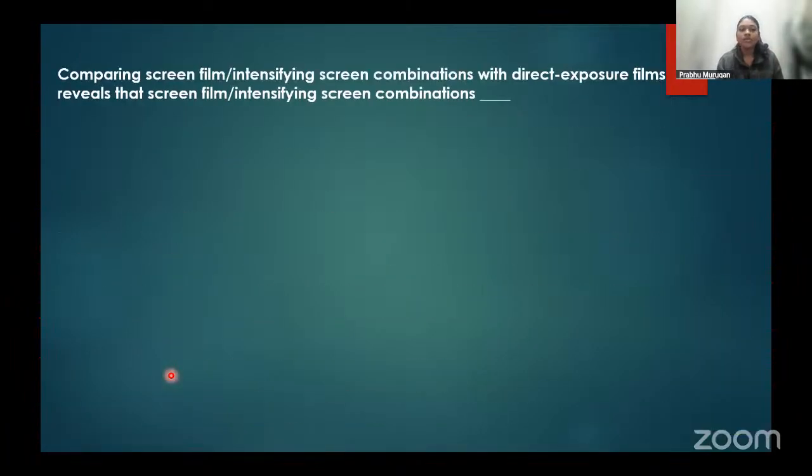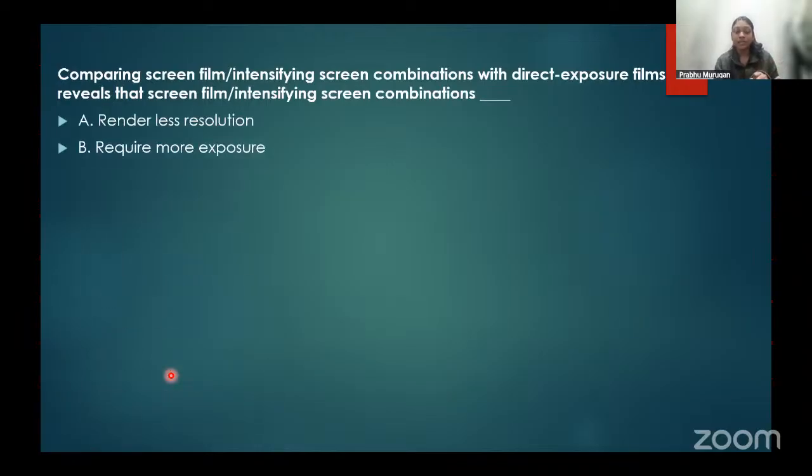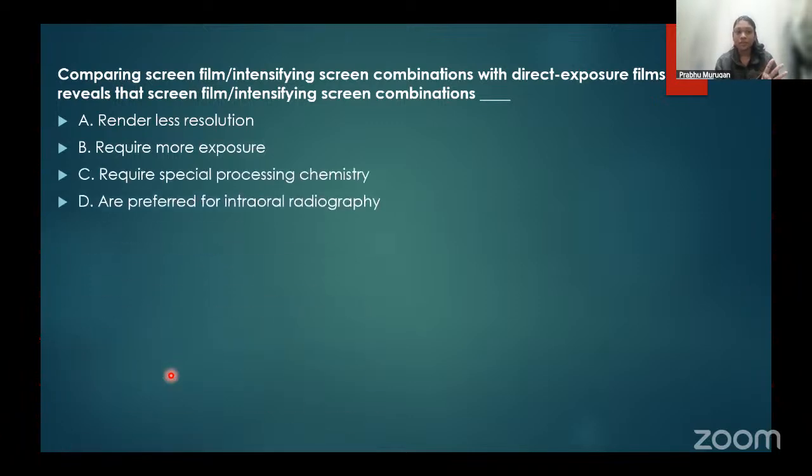Okay. So comparing the screen film intensifying screen combinations with the direct exposure film, it reveals that the intensifying screen combinations render less resolution, require more exposure, require special processing chemistry, preferred for intraoral radiography. So with this, I hope you know the answer clearly, right? So the correct answer is actually rendering less resolution. It definitely does not require more exposure. That is why we are using it in extraoral radiography, to reduce the X-ray exposure to the patient.